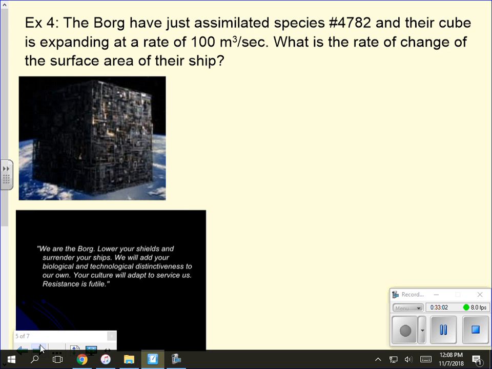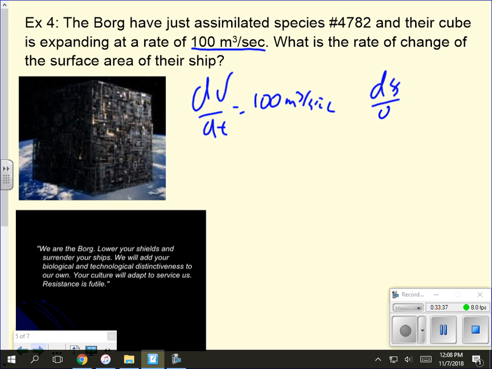So, what am I dealing with here? What am I given here? That's change in volume, right? Cubic meters is volume. So this is dV/dt equals 100 cubic meters per second. What am I looking for? Change in surface area. I'm looking for dS/dt.